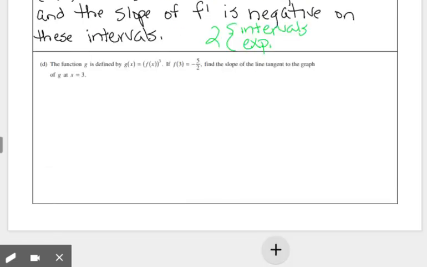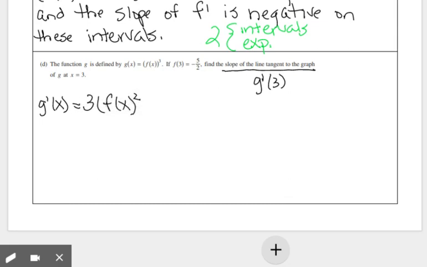All right, lastly for part D, we're given this function g of x, and we're asked to find the slope of the tangent line at x equals 3. Slope of a tangent line means we're looking for g prime. So for this one, we're looking for g prime of 3. In order to figure that out, we have to first find g prime of x. So if we look at this function here, we can see we need some chain rule. So we're going to drop the 3 and make it f of x squared. Oops, I need another parenthesis there. And then times the chain rule, which means times f prime of x.